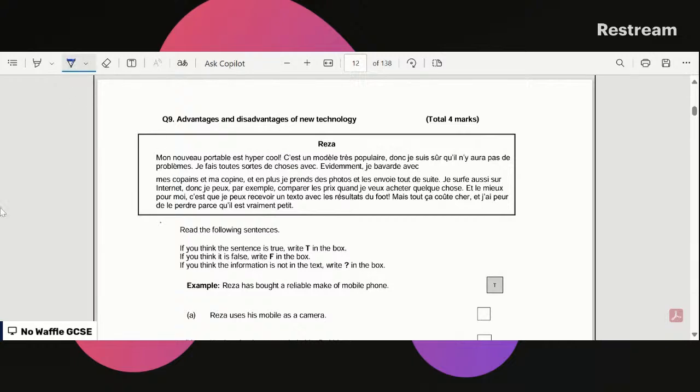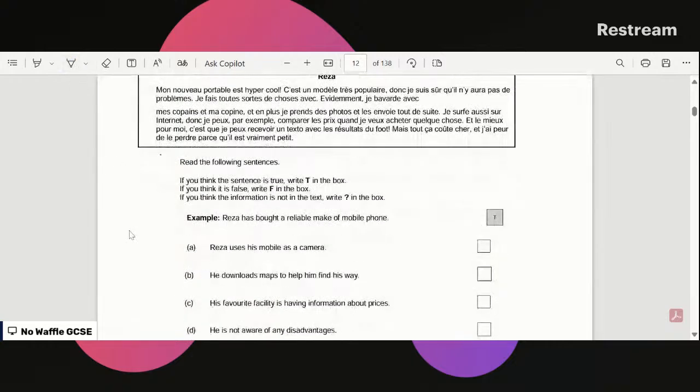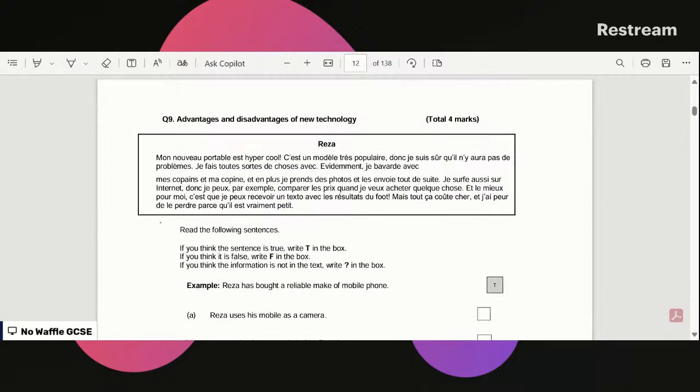Okay, let's actually read the phrases before we get started. So, Reza uses his mobile as a camera. Let's see if that's true. True, false, or whether it's even actually mentioned.